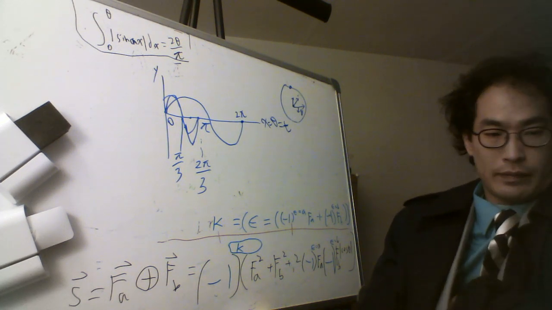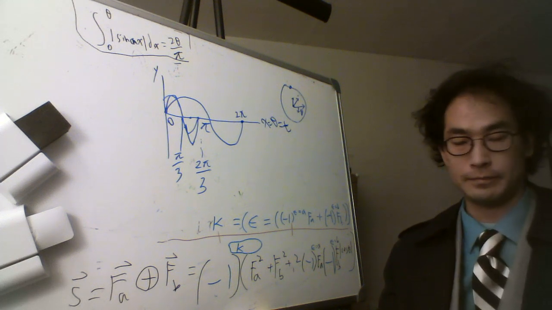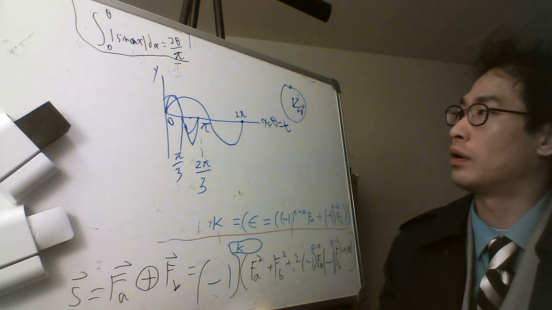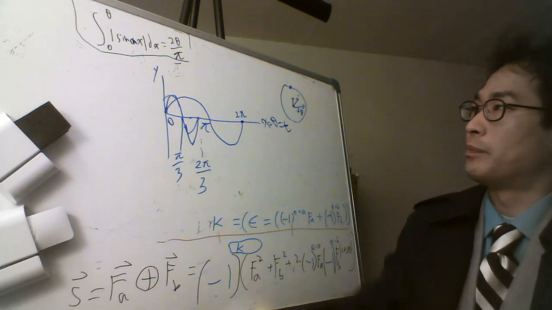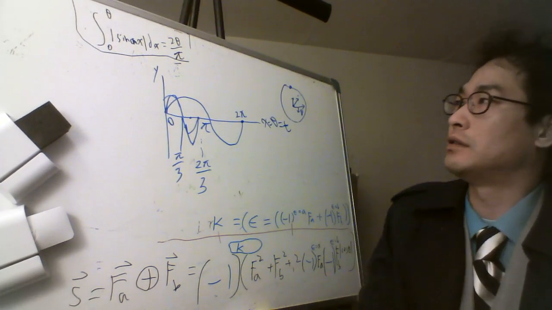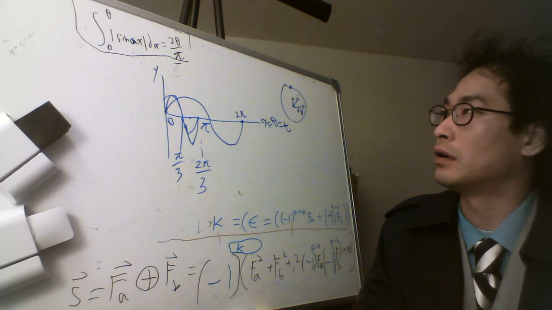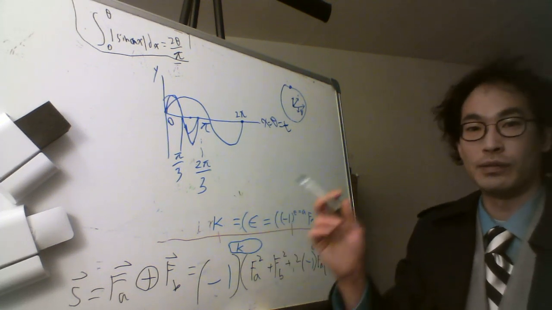All right, so because now we have the absolute value, that's causing some problems, okay? Because we have to divide this interval from zero to theta.